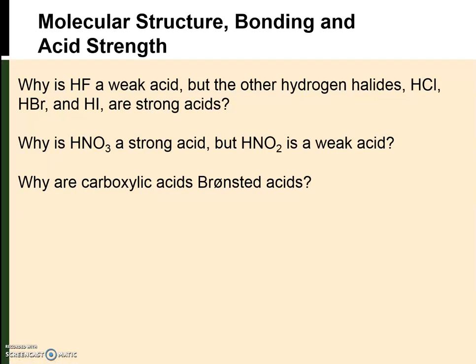This series of lectures is going to focus on explaining the strength of different acids in terms of their molecular structure and bonding. So there are three questions that we want to think about as we're discussing this topic. The first is, why is HF a weak acid but other hydrogen halides are strong acids? Why is nitric acid a strong acid but nitrous acid, which is related, is a weak acid? And why can carboxylic acids behave as Bronsted acids?